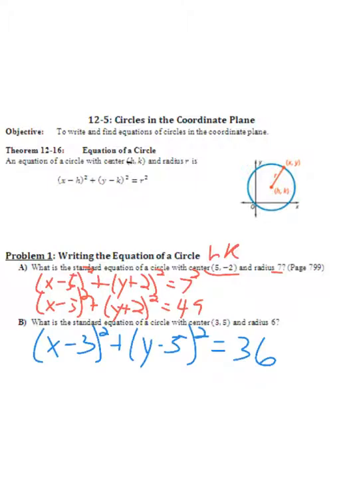Alright, so this is the equation we should have gotten. The center is positive 3, positive 5, so in our equation it's going to be minus 3 and minus 5, so x minus the x coordinate of 3 squared plus y minus the y coordinate of 5 squared, and we're going to set that equal to our radius of 6 squared, which is 36.